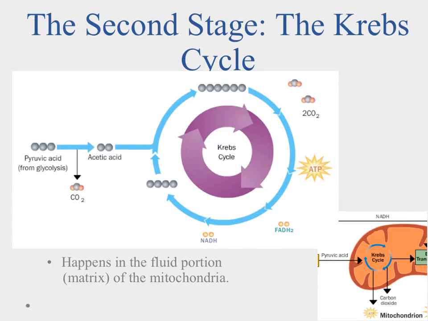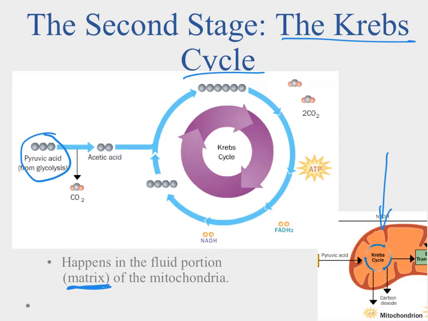Okay, so let's explore the second stage of cellular respiration, and this is what we call the Krebs cycle. Now, if you notice down here, our Krebs cycle occurs in the mitochondria, and that happens in the matrix of it, or the fluid portion of the mitochondria. What we're going to do is we're going to take this pyruvic acid that we got from glycolysis. So remember, glycolysis broke down glucose to make this pyruvic acid.